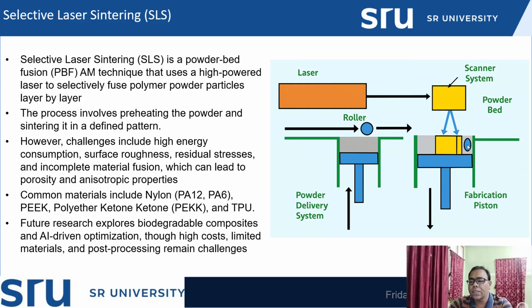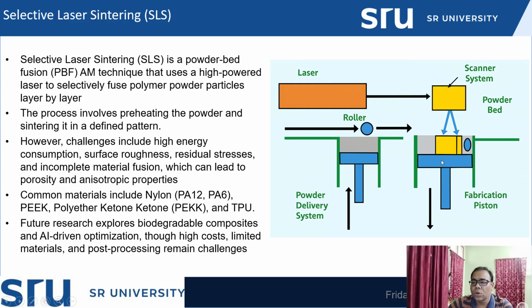Now there are two chambers used. One is the powder delivery system, and another is the fabrication piston. The powder delivery system is used to store the powder material, so that the required amount of material for one layer of powder is available. From this chamber, the required amount of one layer of powder is spread on the fabrication piston, and then the laser scans the required area as per the design model, and then fabrication takes place.